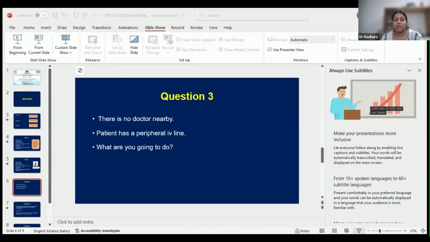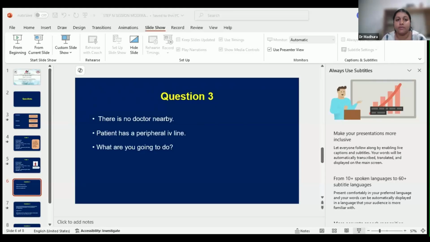I think ma'am has already answered this during her presentation. So yes, of course, when the BP is low, you would rather start NORAD than wait for a central line insertion. So it would be wise to start NORAD in the peripheral line. Of course, inform the doctor and continue further. Okay, we'll move forward to the next question.